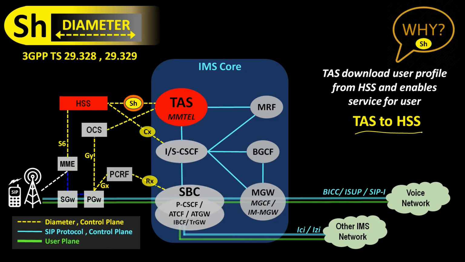The Sh interface is used between the TAS and HSS to support exchange of user profile information such as service related information, user location information, or charging function information. It enables service and subscriber related information to be passed from the HSS to the TAS. This is somewhat equivalent to the location update between HSS and TAS. The Sh uses the Diameter protocol. Typical messages in Sh include the UDR and UDA, which are used during registration of an IMS user in the network.